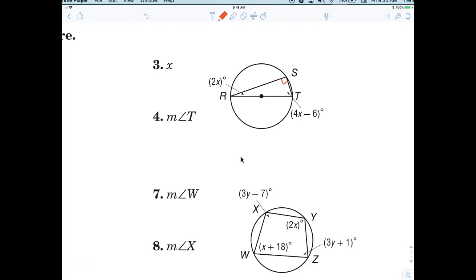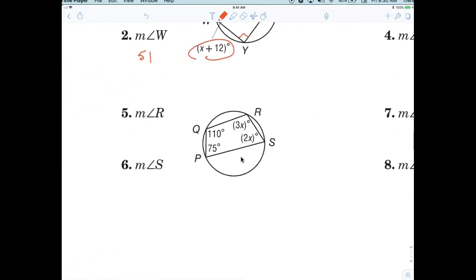6x minus 6 equals 90. Now, I keep showing you guys this, but I just want to make sure you guys are with me. I divide by 6. So I have x minus 1 equals what? X equals 16. X equals 16. All right. And so angle T would be 58. Come on, guys. Angle T is 58. Angle T is definitely 58. And then angle R is 32.